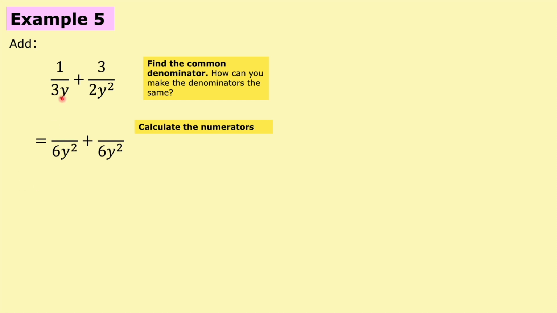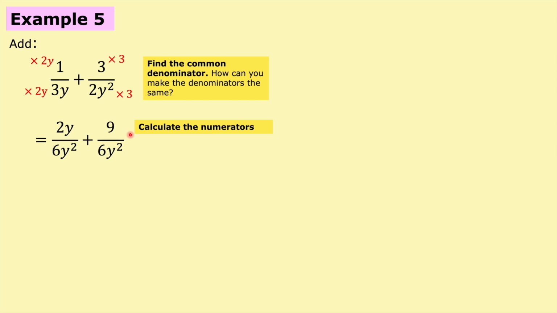And how have we changed this 3y to become 6y squared? Well, I've timesed the 3 by 2 to get the 6, and I've timesed the y by y to get the y squared, so I've timesed it all by 2y. Whatever I do to the bottom, I have to do to the top to get 2y. And now, how have I changed this 2y squared to become 6y squared? Well, I've timesed it by 3, so whatever I do to the bottom, I have to do it to the top to get 9.